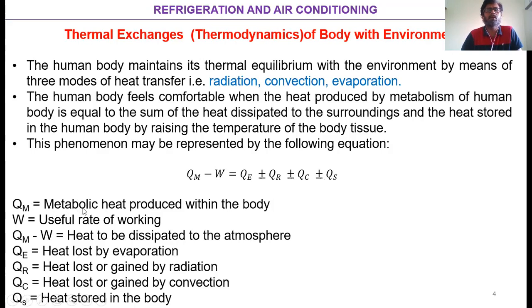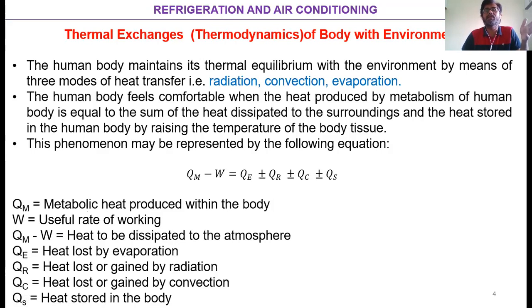Qm is the metabolic heat produced within the body, the energy that is produced by the body due to the digestion of the food. W is the useful rate of working, because we know that the human body is a thermal engine. It consumes the energy available from the food and converts it into some useful work. Normally, it is considered that the thermal efficiency of the human body is only 20%, isn't it? So the useful rate of working is only 20% of the heat generated by the human body, whereas the rest, 80% of the energy generated, is dissipated to the surroundings, isn't it?